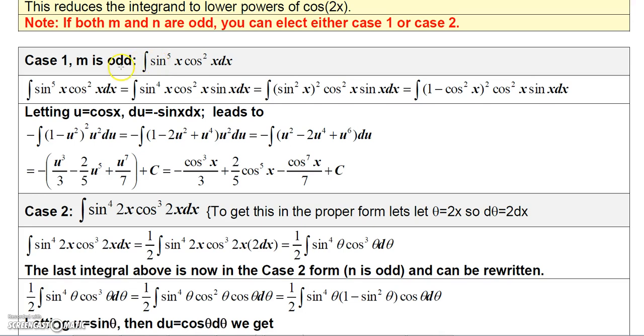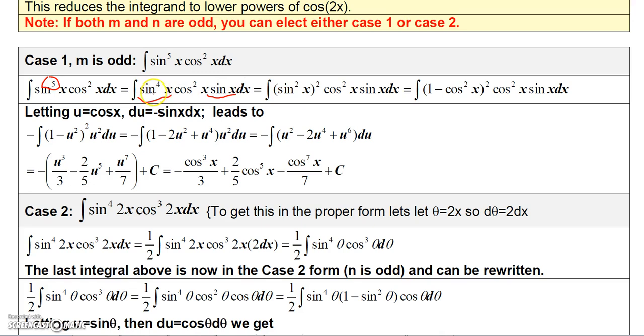So if the sine power is odd, then what we're going to do is, since the power is the fifth, write this as sine to the fourth of x times sine x. So we're going to break sine to the fifth up into sine to the fourth x times sine x. And then you'll see what's going to happen next.